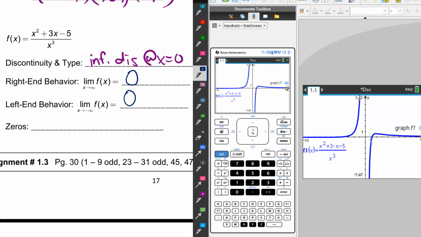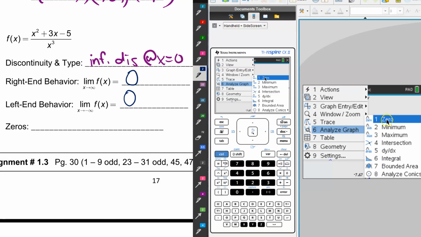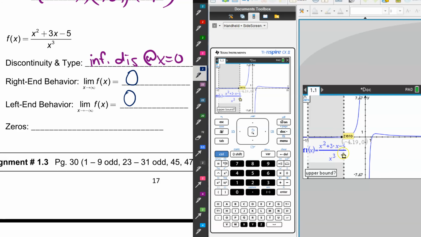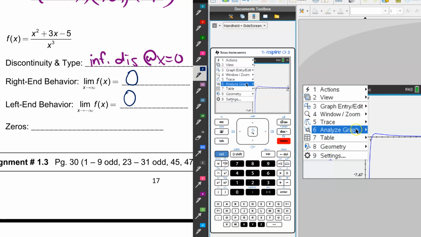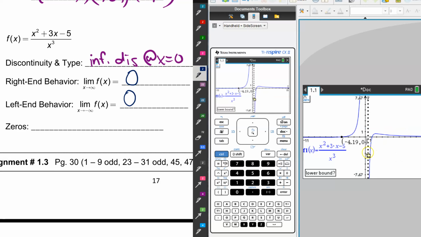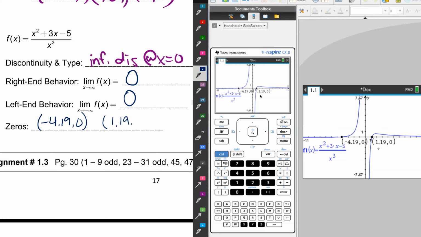And then how many zeros do we have? We see for sure there's one on the right side of our graph, and it kind of looks like it crosses the x-axis on our left. So just to be clear, I'm going to go menu, analyze graph, zero, and I'm going to put it way over here, and I'm going to drag to see, yep, it does cross. All right, that was a tricky one. It looked like there was blue underneath. Sometimes you might have to zoom in. Some of these graphs are not too nice. Menu, analyze graph, zero. So here's my second one. There, it pops up both: negative 4.19 comma 0 and 1.19 comma 0.